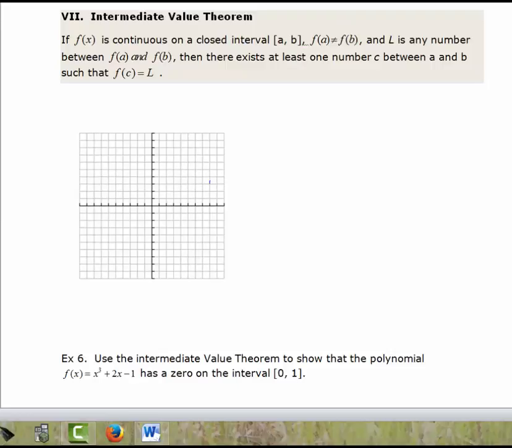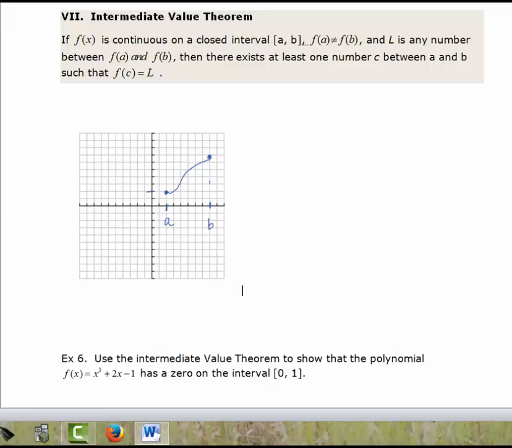So I'm going to start by just drawing two points. I'll mark off an a, which is just some x value, and b is my second x value. I'll draw one point that has an x coordinate of a, and some other point that has an x coordinate of b. And I'm going to connect them with a smooth curve. The function needs to be continuous on [a, b], so we've drawn a continuous function.